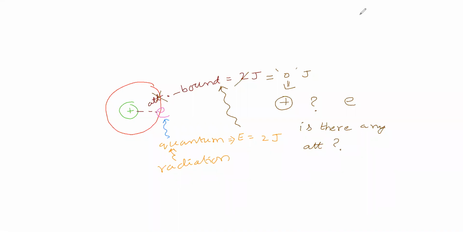So you are saying that between nucleus and electron, attraction is 0. That means the nucleus is not attracting the electron, and the electron is not attracting the nucleus. Why? Because the distance between nucleus and electron is infinity. So the nucleus is not attracting the electron and vice versa. Between nucleus and electron there is no attraction, so the electron is not under the control of the nucleus.